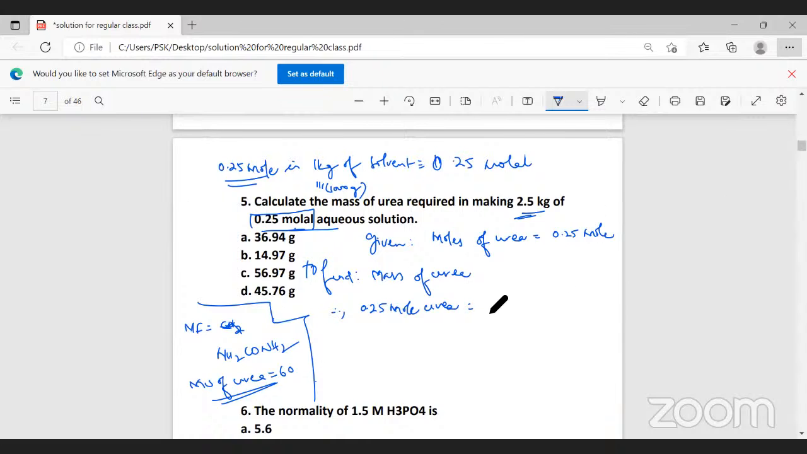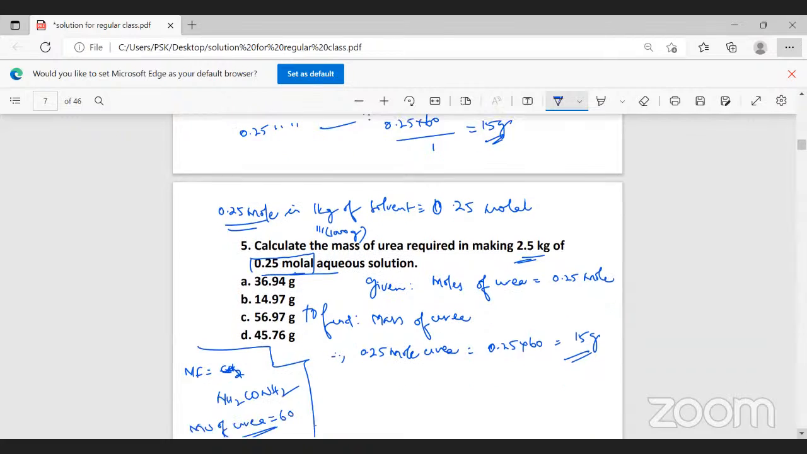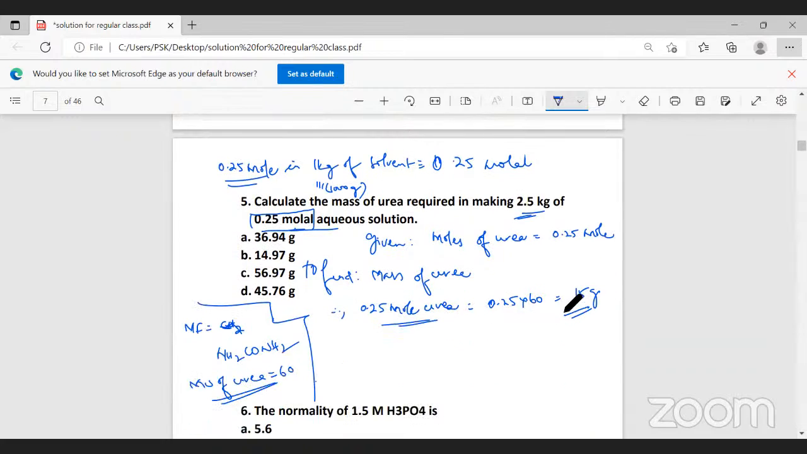0.25 by 60, or 0.25 into 60? 0.25 mole of urea will be equal to 0.25 into 60. That will be equal to 15 grams. I will tell you why. Let me take some space here and write. 1 mole of urea is 60 grams. Therefore, 0.25 mole of urea will be what? Cross multiplication: 0.25 into 60 divided by 1. Therefore, it will be 15 grams. Did you understand this?